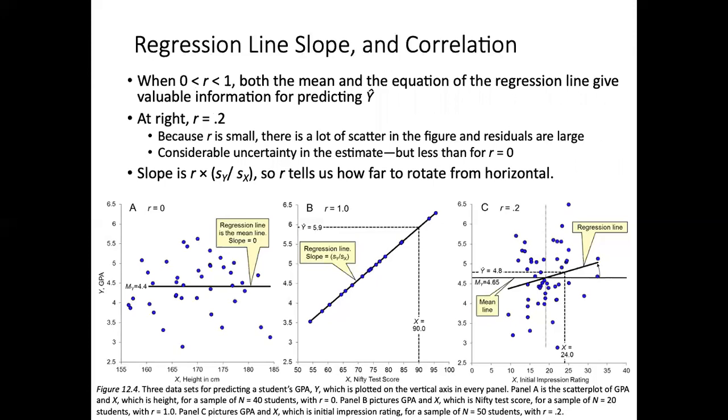Anywhere in between, it's going to be a little bit different. Both knowing what the mean of y is and using the regression line are going to give us good information. So in this example, r equals 0.2, that's a small correlation, if we think about the cutoffs that we've used to interpret before. And because r is small, there's quite a lot of scatter in our individual subjects. So residuals are going to be pretty big.